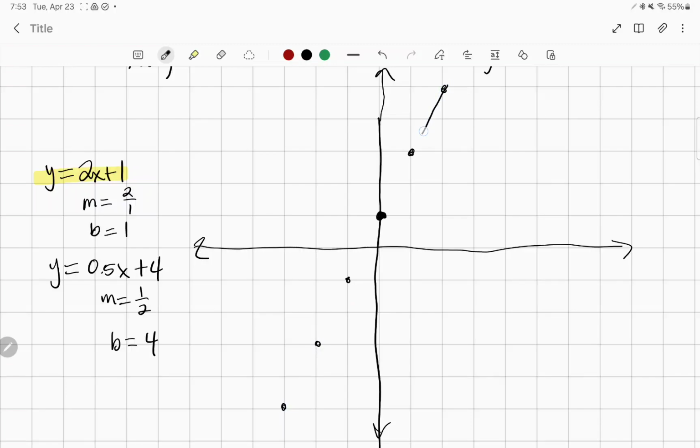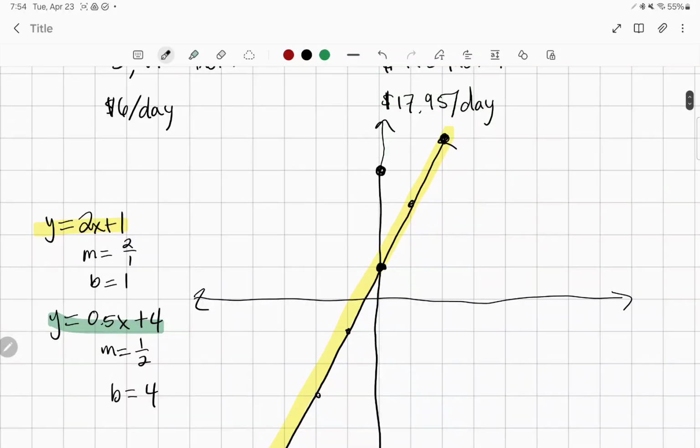So here is my graph of that first one. And I'll highlight that so we can see which one that was. And then if we take a look at the second one, we'll do this in green. My y-intercept is 4: 1, 2, 3, 4. And it has the slope of 1 over 2. So that means I go up 1 over 2. And I can see that that's where they're going to cross right there.